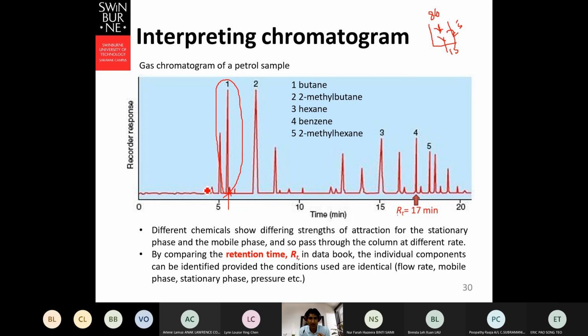I am looking for something in my sample, so I have to use the standard of that to run first at the same temperature, same time, same column, same detector, same machine. Same amount, 1 microliter for both, right? So this is the same setup we will be using, all right?